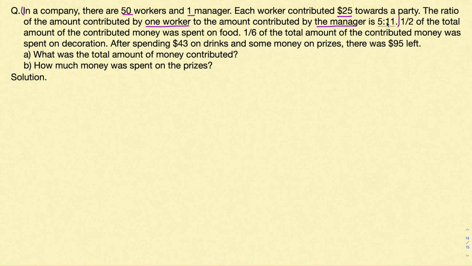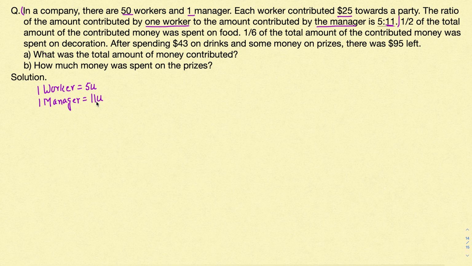So let's start writing what we have here. The amount of money contributed by one worker to the amount of money contributed by the manager is 5:11. That means if one worker has contributed 5 units of money, the manager has contributed how many units? It's 11 units. So we can say from here that one worker is 5 units. Then how about the manager? The only manager is 11 units.